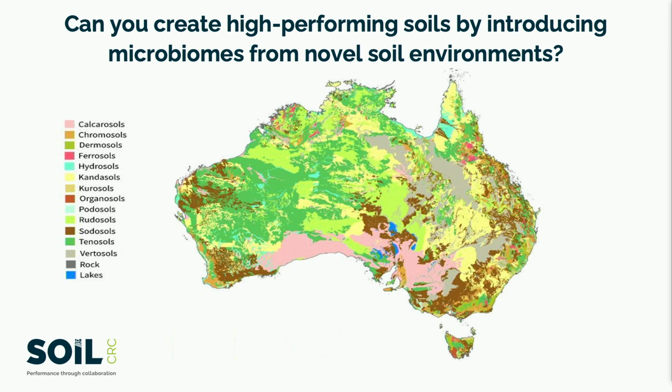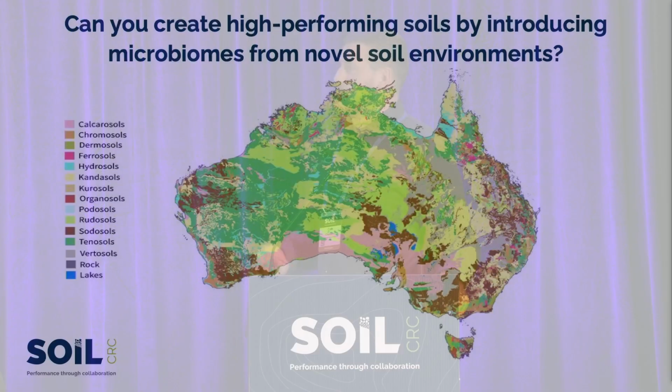I don't need to tell a room full of soil scientists and growers how we have a varied soilscape here in Australia. But if you throw on climate variability, different land use management, and crop types, you're selecting very different microbiomes. So we're getting a different composition of microbes all over the country. So can you take microbes from a high-performing soil, insert them into an underperforming soil, and make any changes?